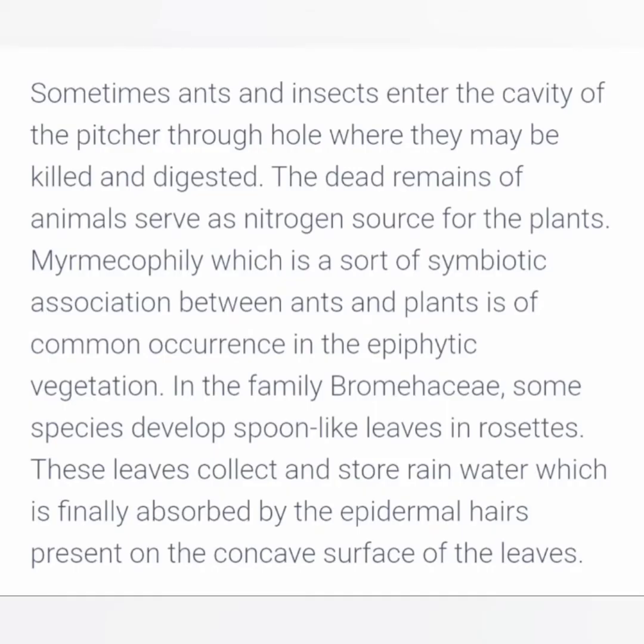Sometimes even the ants and the insects enter the cavity of the pitcher, because that pitcher, that modified leaf, is like a container where there is a cavity inside. So sometimes these insects enter inside the cavity through a hole where they may be killed and digested. So inside the pitcher plant, you will find these insects which have been killed. The dead remains of these insects serve as a nitrogen source for the plants.